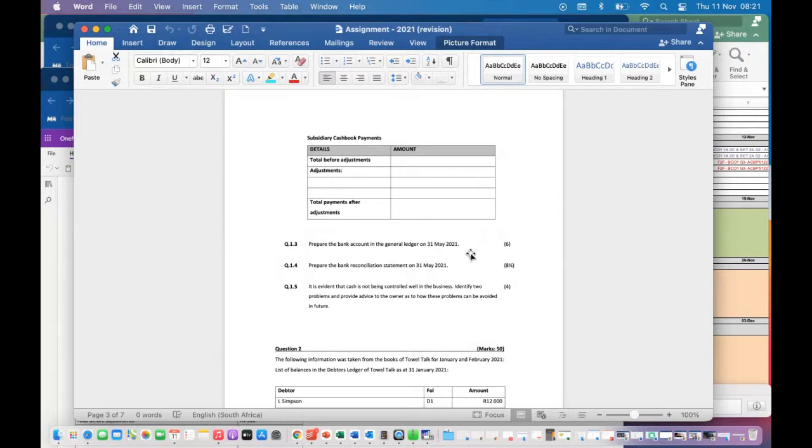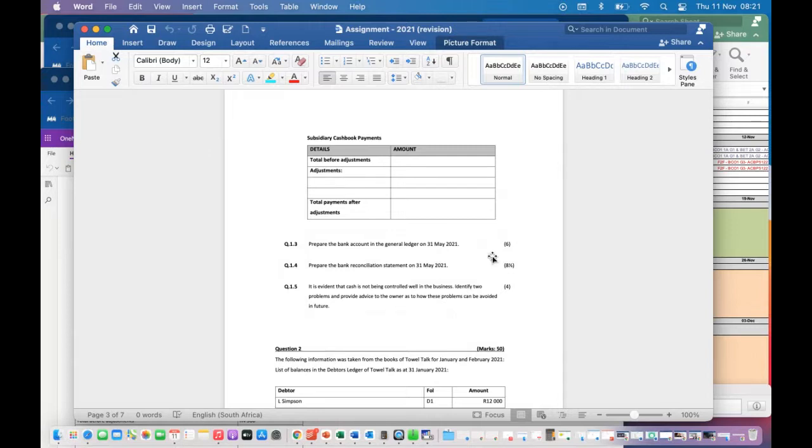So, you wouldn't even find examples of how to do this in this textbook, because they are assuming you know this stuff, okay? And then prepare the bank reconciliation statement for 31 May 2021. And then finally, it is evident that cash is not being controlled well in the business. Identify 2 problems and provide advice to the owner as to how these problems can be avoided in future.